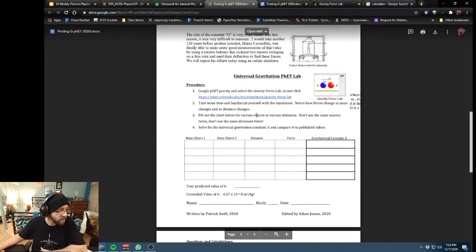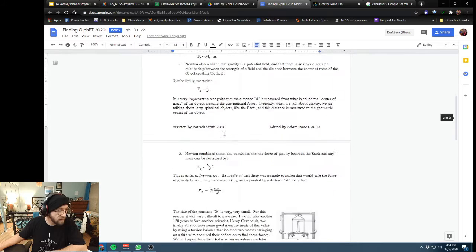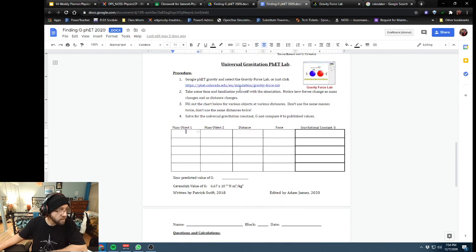Fill out the chart below for various objects at various distances. Don't use the same masses twice. Don't use the same distances twice. Okay, cool. We can do this.